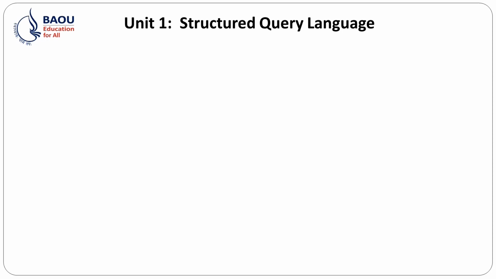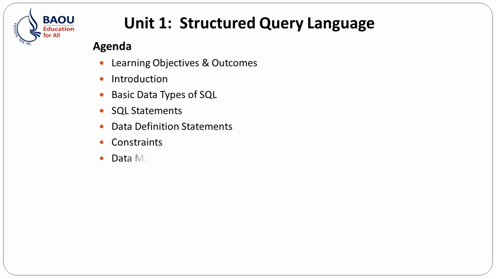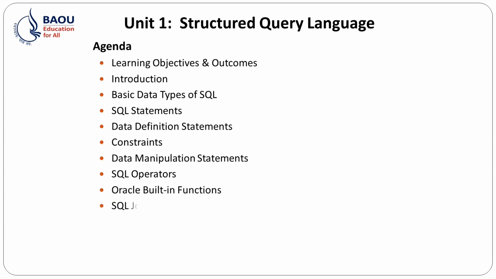Now we will start with Block-3. Unit-1 is Structured Query Language. First we see the agenda of Unit-1: learning objectives and outcomes, introduction, basic data types of SQL, SQL statements, data definition statements, constraints, data manipulation statements, data operators, Oracle built-in functions, joins, subquery, views, indexes and sequences. All these topics are included in SQL.